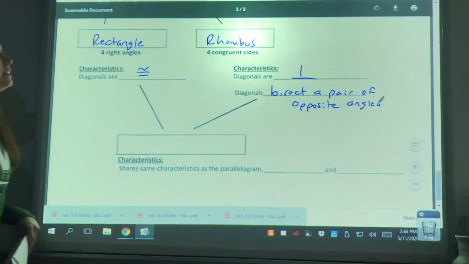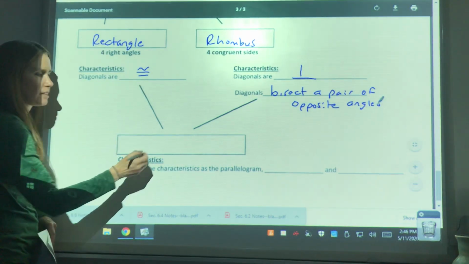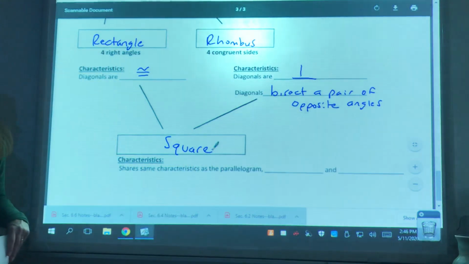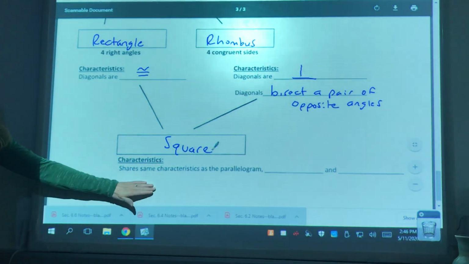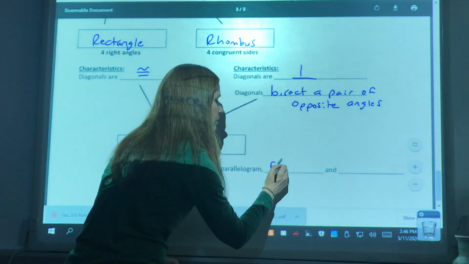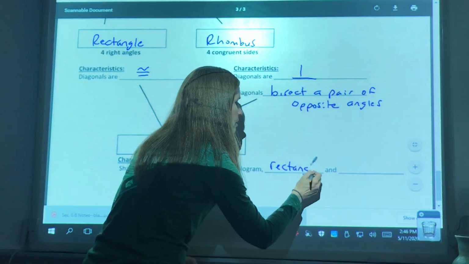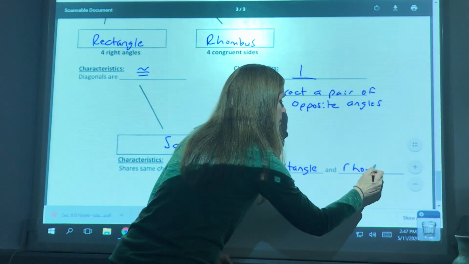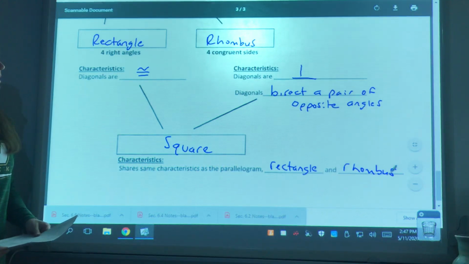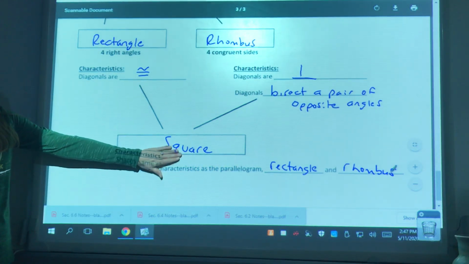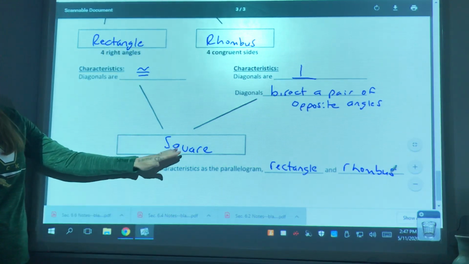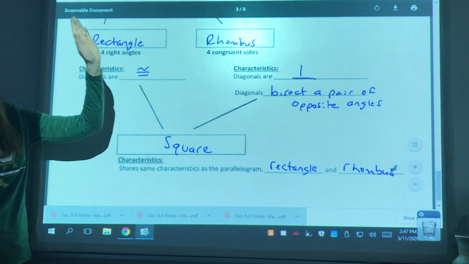Okay, and then we said that the last one down here is a square, and we said a square shares the same characteristics as the parallelogram, rectangle, and rhombus. And again, if it's a square, it has all the properties of rectangle, rhombus, and parallelogram above, but again, it does not have the properties of the trapezoid and the kite.